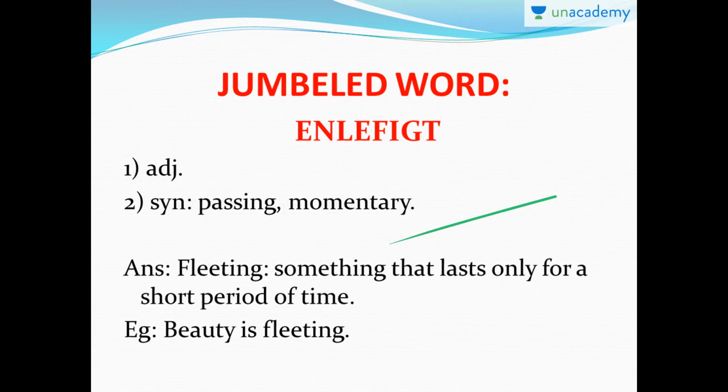Example, beauty is fleeting. That means beauty is temporary. So after a few years, our skin might get saggy or wrinkled, but you can never say that a person's beauty is eternal. Only thing that matters is how the person is from the inside and not from the appearance per se. So beauty is never permanent, it is always temporary, and it does not last long. So that's what this word means.